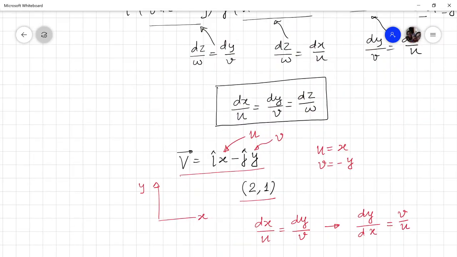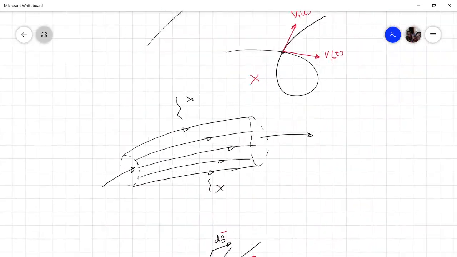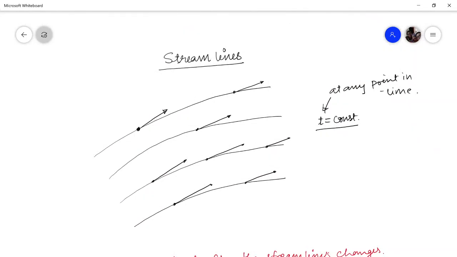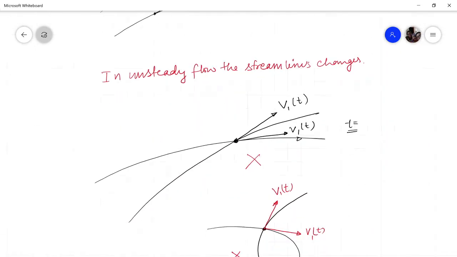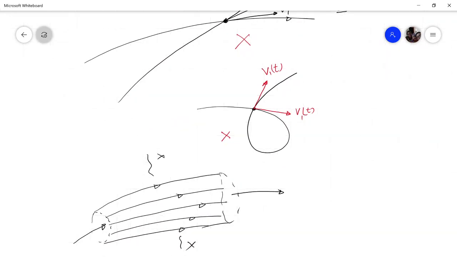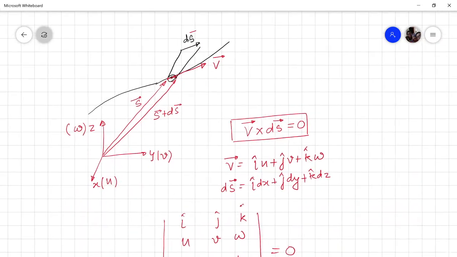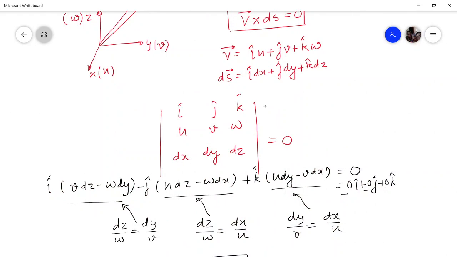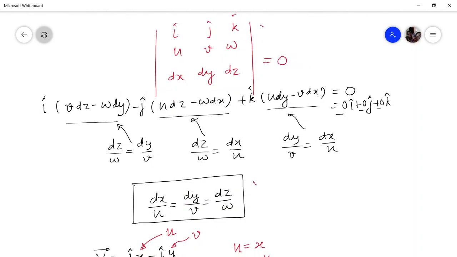So in this particular lecture, I have explained what streamlines are. They are the instantaneous lines which are drawn in a flow field in such a way that if any tangent is drawn at any point, at any instant, that will give the velocity vector at that particular point. Two streamlines can never intersect. A streamline can never form a closed loop. And the equation of a streamline in vectorial form is this, and in rectangular Cartesian coordinates, this equation is this.